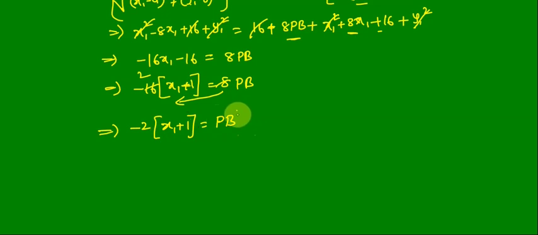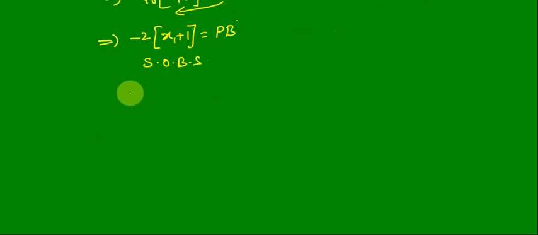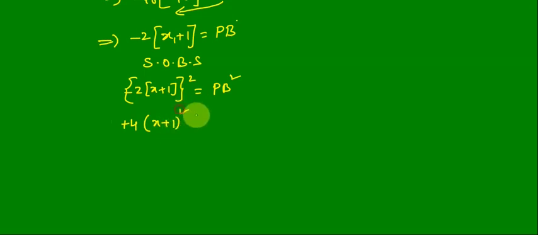So to find this PB value, I need to square on both sides again. So what I'll do, again I'll do squaring on both sides, right? So when I square it on both sides, the left hand side is (minus 2 into (x plus 1)) complete square, equal to the right hand side PB². See, this square belongs to this minus 2 also. Minus 2 squared becomes plus 4 into (x plus 1) whole square, right? Similarly on the right hand side PB², so distance between P and B.